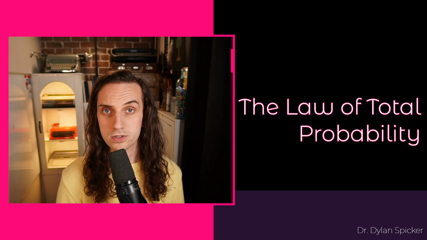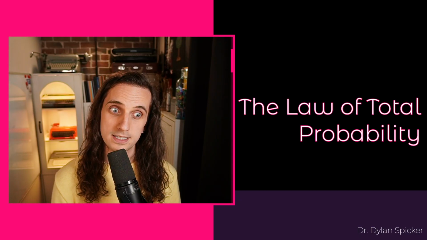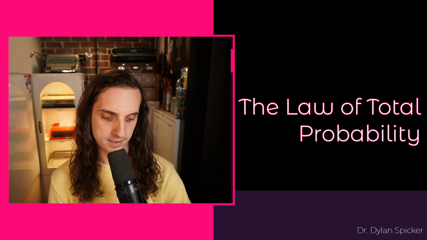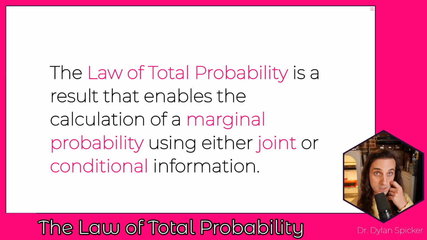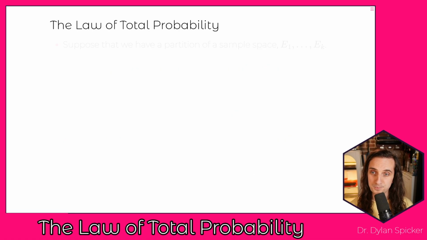Probably our most useful tool for doing this is going to be the law of total probability. The law of total probability is a result that enables the calculation of marginal probabilities using either joint probabilities or conditional probabilities. And we'll see how that exactly works today.